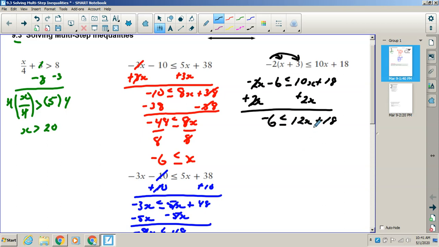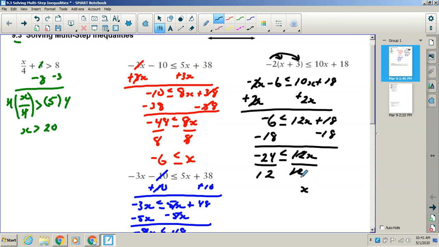Next thing I need to do is get this 12x all by itself. I need to get rid of this plus 18. Opposite of that would be minus 18. What I do to one side, I do to the other side. Negative 6 minus 18 is negative 24, less than or equal to 12x. Divide both sides by 12, and I end up with x here. Sign stays the same. I'm not dividing by a negative, so there's no sign change here. It stays in this direction. And negative 24 divided by 12 is negative 2.